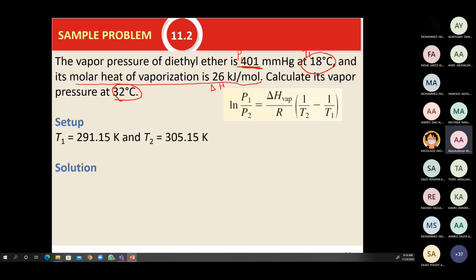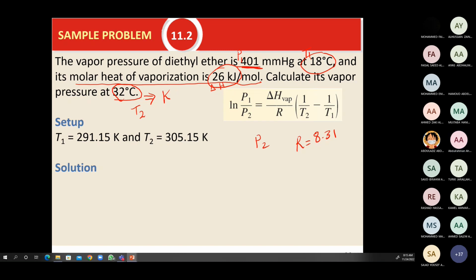What's 32 in this case? T2. So what are we going to calculate in this equation? P2. Go ahead, use your calculator. You have everything here. Don't forget which R you're going to use. 8.31. The temperature must be in Kelvin. And this heat, 26, should be in joule, so multiply it by 1,000. Exactly. Go ahead, solve the problem.